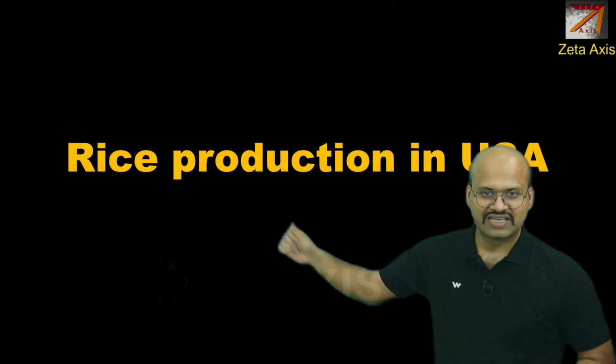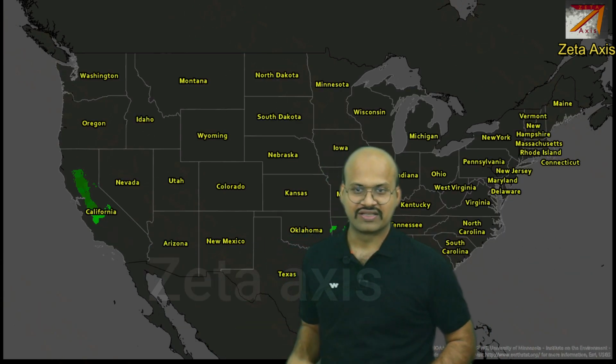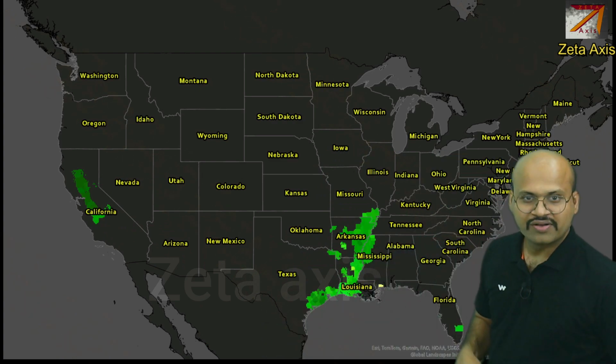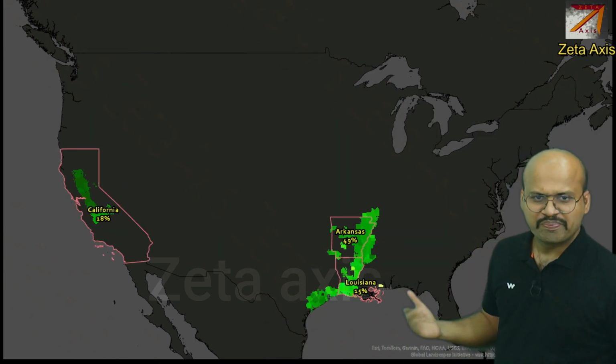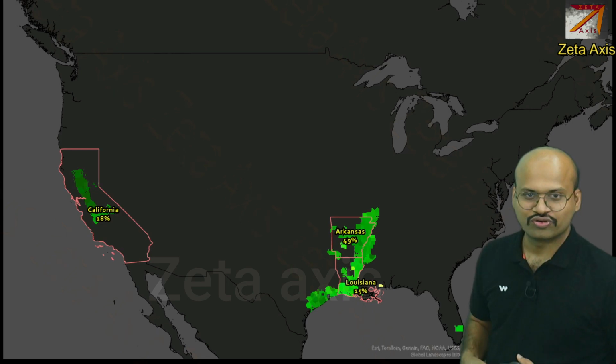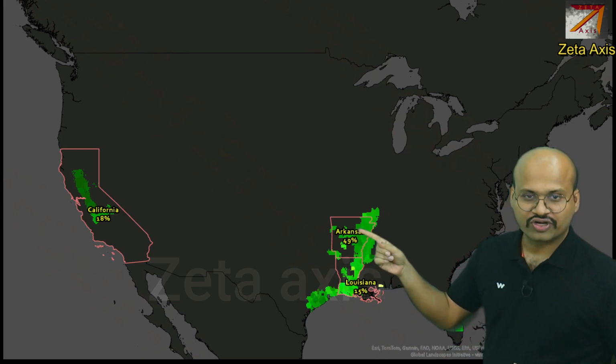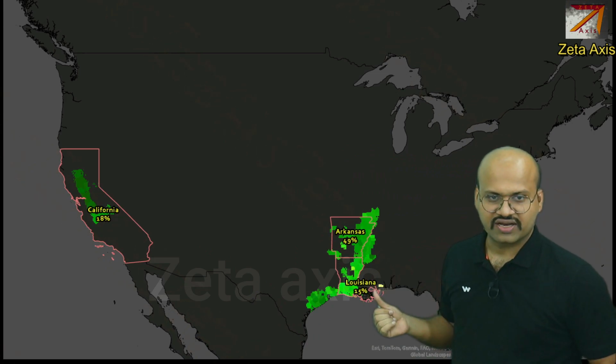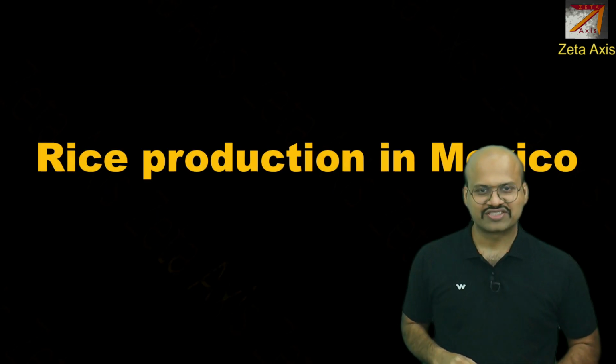So let's start with rice production in USA. We have seen that most of this rice production occurs in the Gulf of Mexico region, as well as some part of rice production occurs on the western coast in California. Here we can see the distribution based on states, and these are the major states where rice is produced. Arkansas has 49% of the share, followed by California, and then we have Louisiana. So all these three states produce the maximum amount of rice in United States of America.